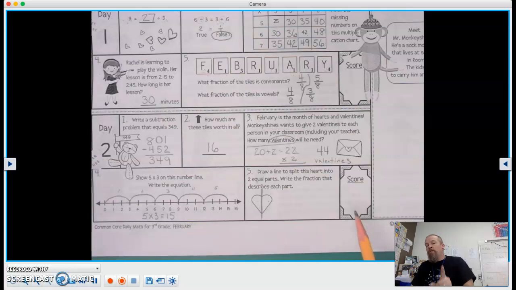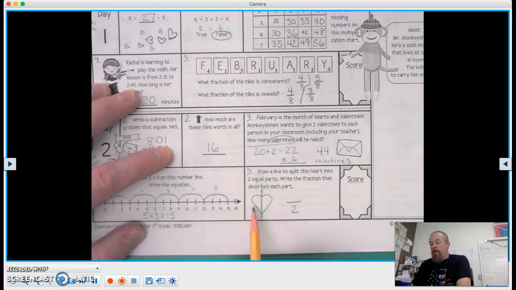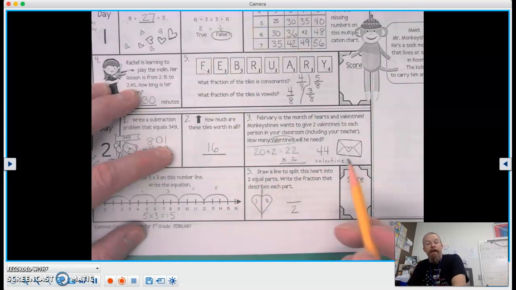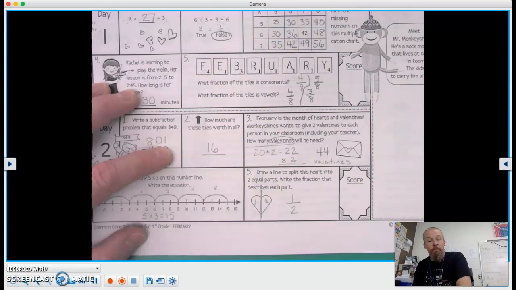The total number of equal parts is our denominator. Okay, so we have 2 equal parts. There's 1, there's 2. Now, what fraction describes each part? Well, this is 1/2, and that is 1/2.